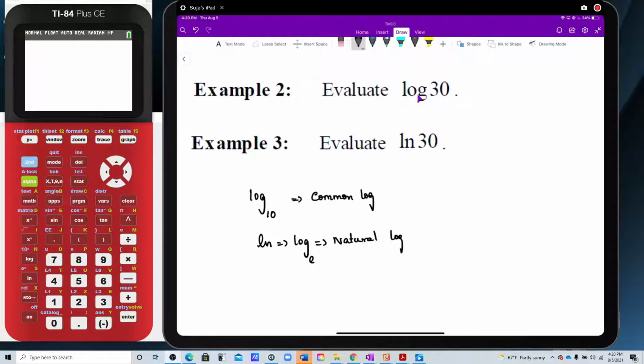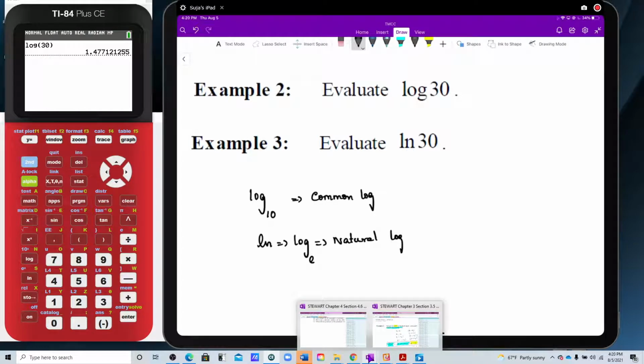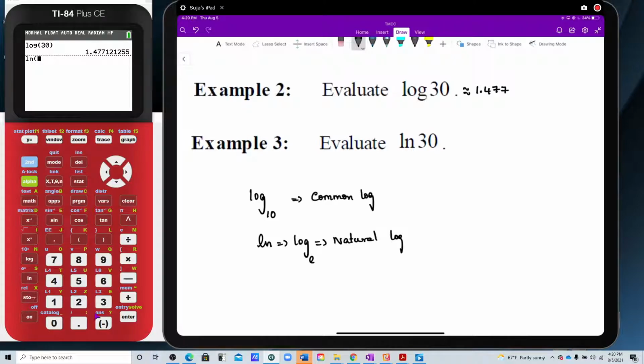So for the first problem, example 2, since it says log 30, you can just hit log and put 30 there and find the value of it. So this is approximately 1.477. Now for the second one, it's ln 30, and this would be 3.4012. It didn't ask me to round to specific decimal places, so I can round it to 2 or 3 decimal places.